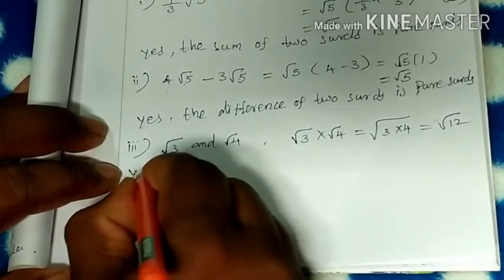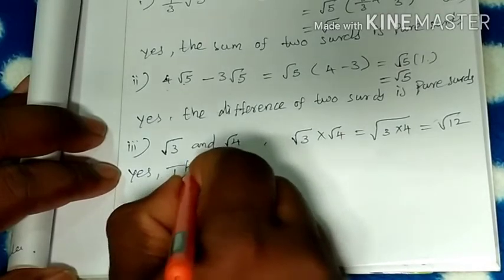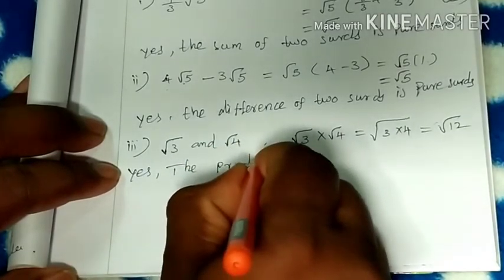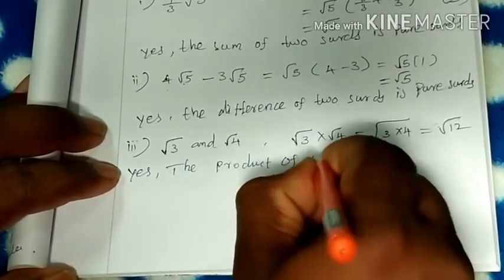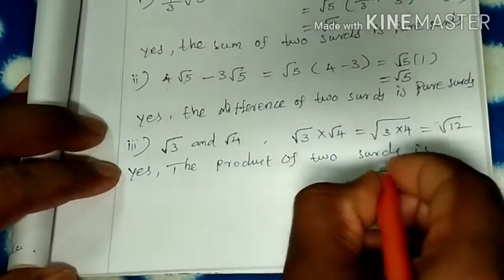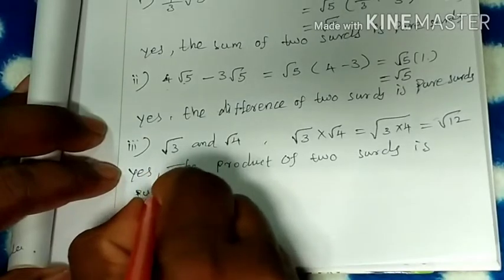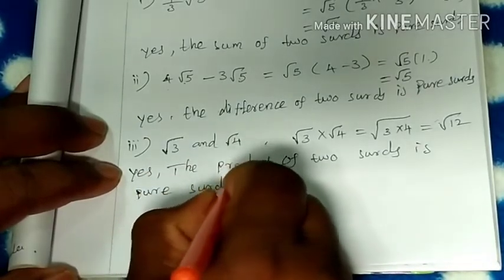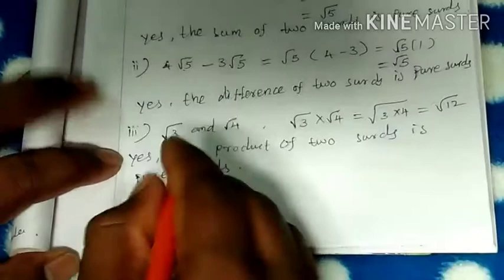So yes, the answer is yes. The product of two surds is a pure surd. That's all for the third question.